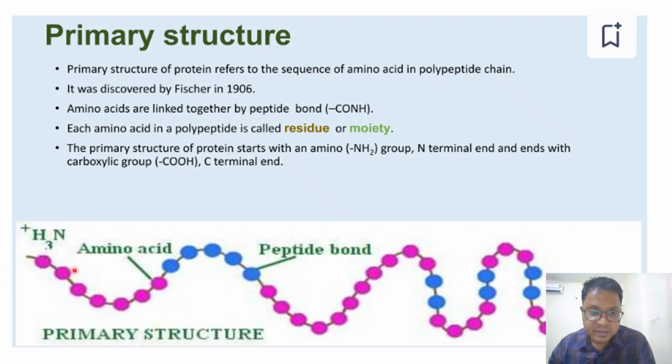It's a peptide chain, and we can see those are the peptide bonds, and those pink ones are the amino acids. This sequence, which amino acid will attach with which other amino acid, and what kind of structure it will form, is what the primary structure deals with: the sequence of amino acids.